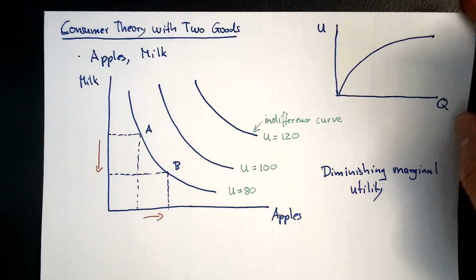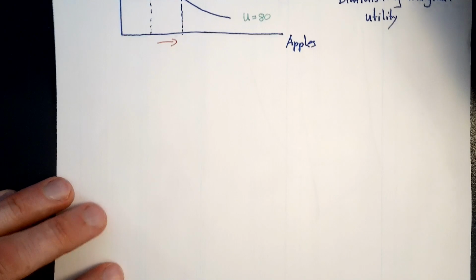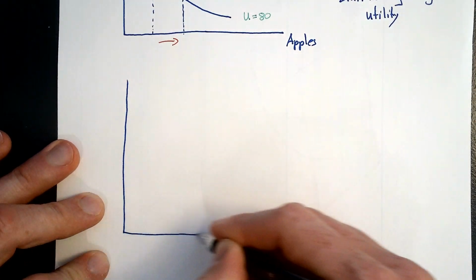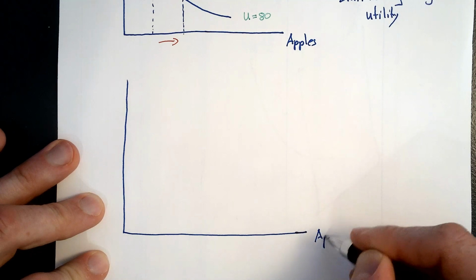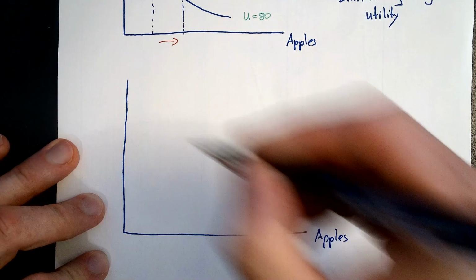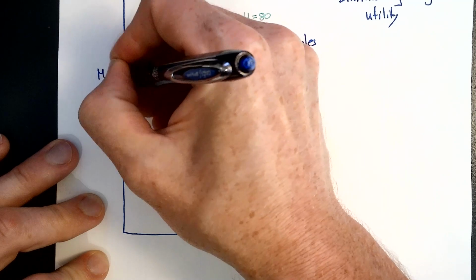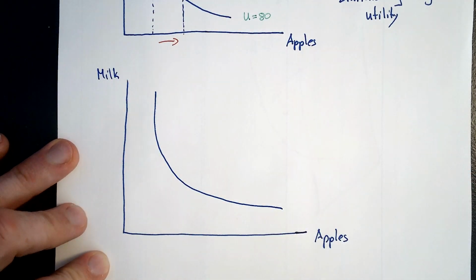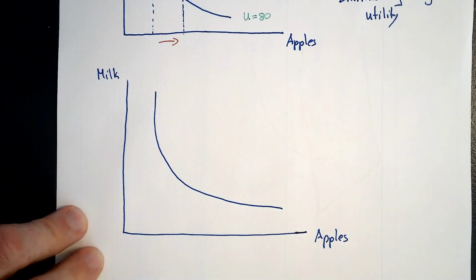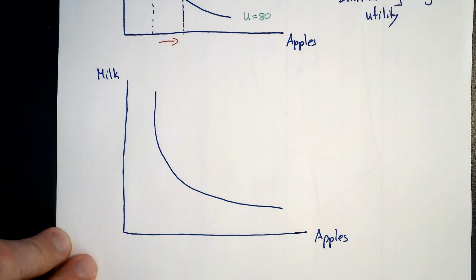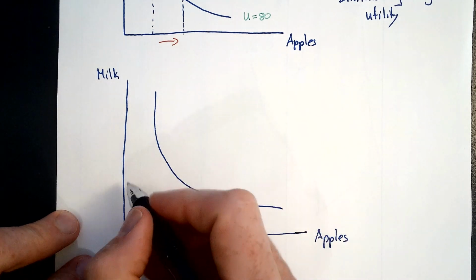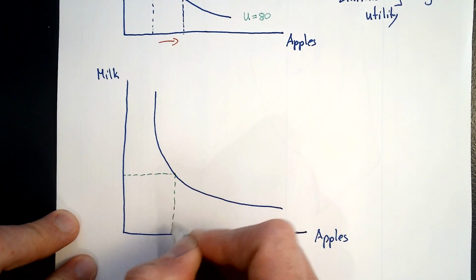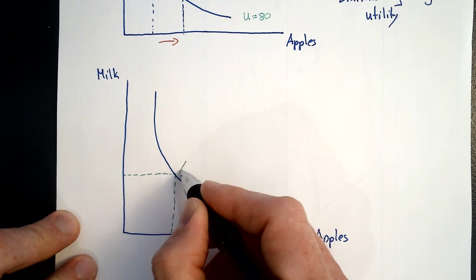So why is this the case? Okay, let me just draw one indifference curve. And we are staying with the example of apples and milk. And so here we have this one indifference curve, okay? And let us consider a point here. Let's call this point A.